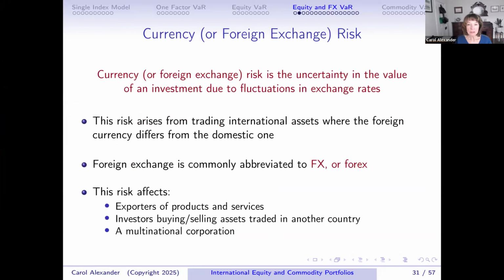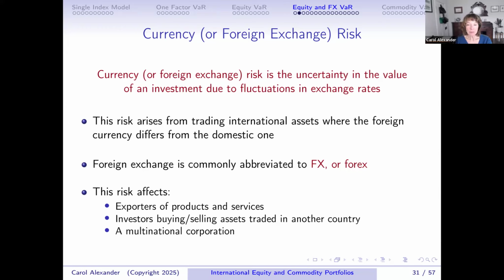So now we're introducing currency risk. I tend to prefer the term foreign exchange risk, but they're interchangeable, which is the uncertainty in the value of an investment due to fluctuations in exchange rates. So it always arises when you're trading international assets. In other words, the foreign currency of those assets is different. It's not the domestic currency.